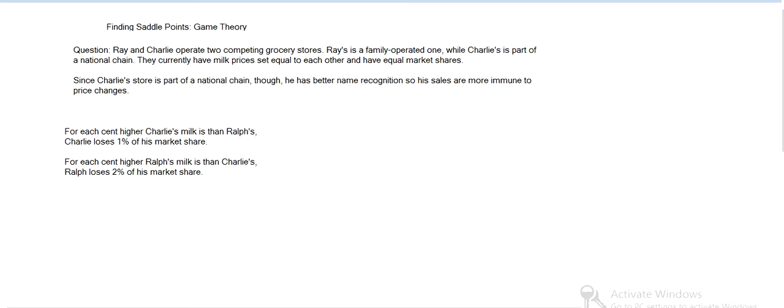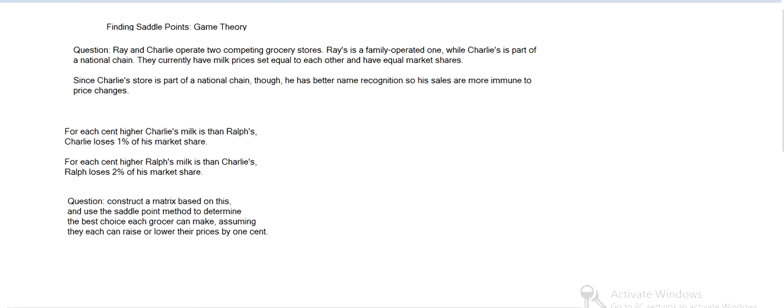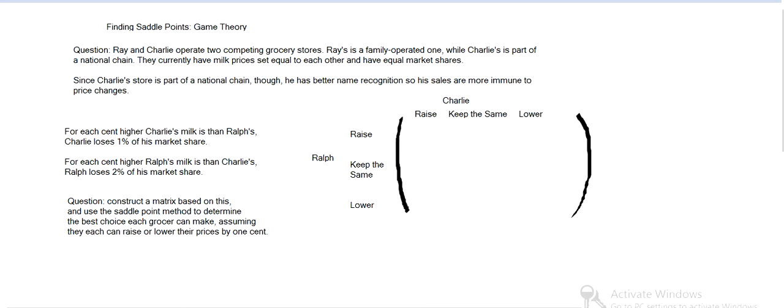So for each cent higher Charlie's milk is than Ralph's, Charlie loses 1% of the share. But for Ralph, if Ralph's is 1 cent higher, then Ralph loses 2% of the market share. So we want to build a matrix based on that, and then determine the best choice each can make. So we can put Ralph and Charlie. I changed the name to Ralph, but we've got three choices for each. They can raise, keep the same, or lower the prices, and we can determine what happens in each.